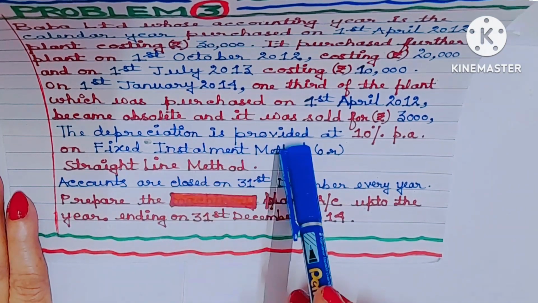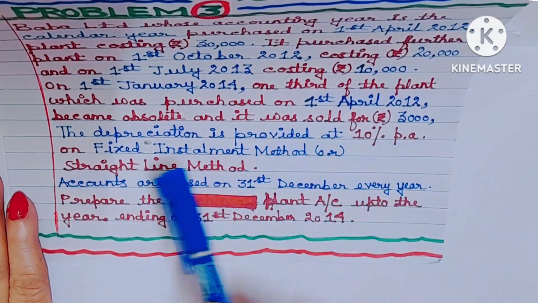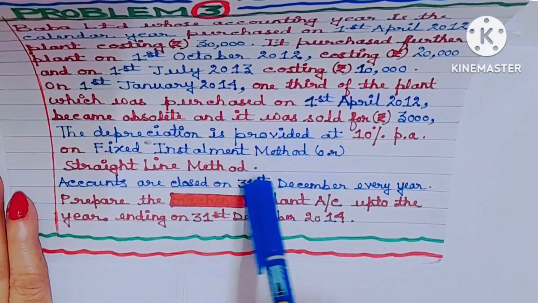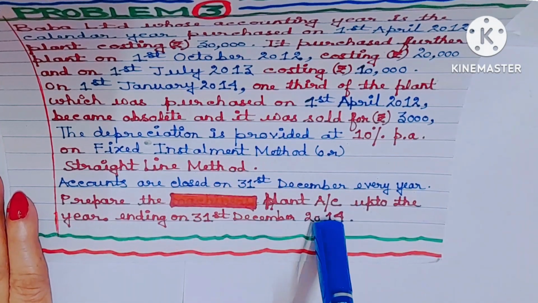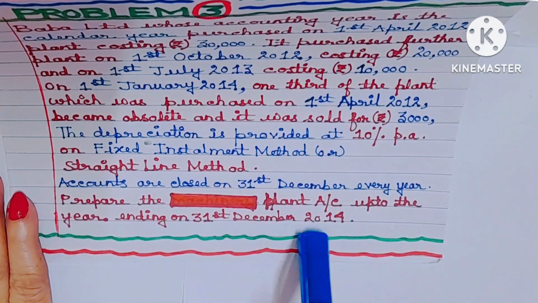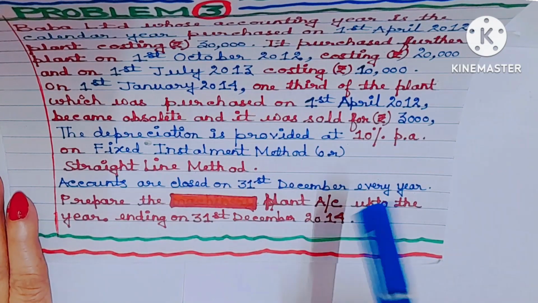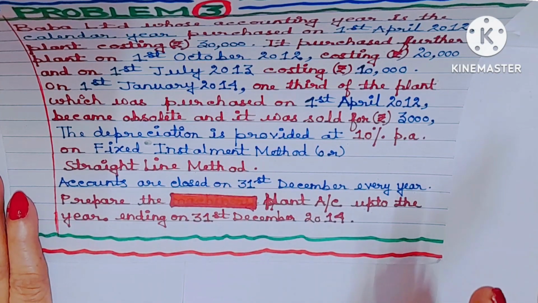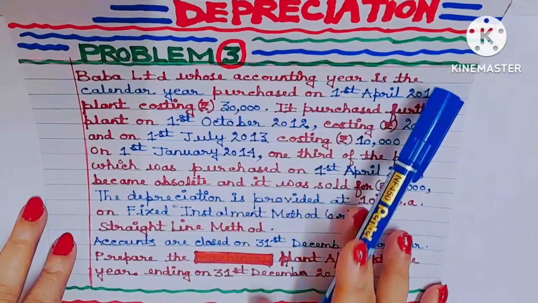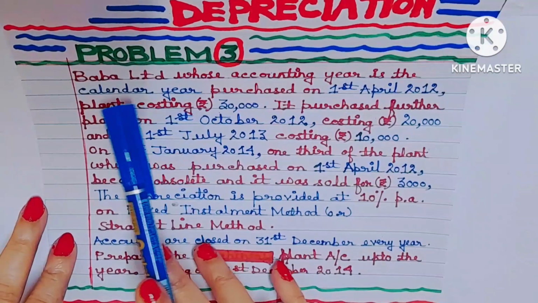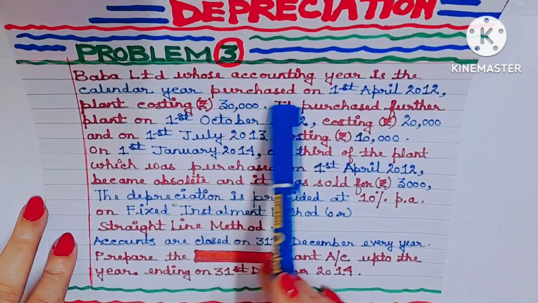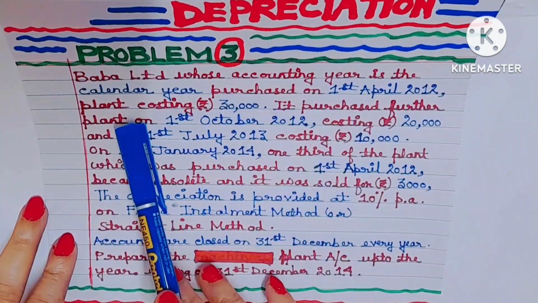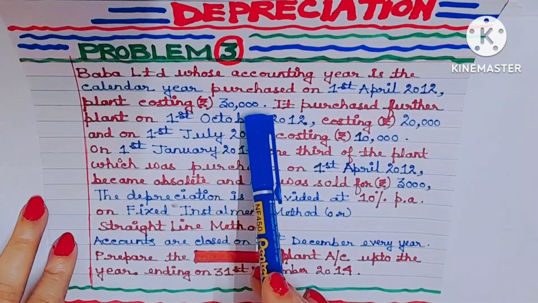And the depreciation is provided at 10% per annum on fixed installment method or straight line method, and accounts are closed on 31st December every year. Prepare the plant account up to the year ending 31st December 2014. That means we have to prepare 2012, 2013 and 2014, 3 years. Okay. So before doing the problem, let's go through the problem again. Baba Limited, whose accounting year is the calendar year, purchased on 1st April 2012 a plant costing rupees 30,000.